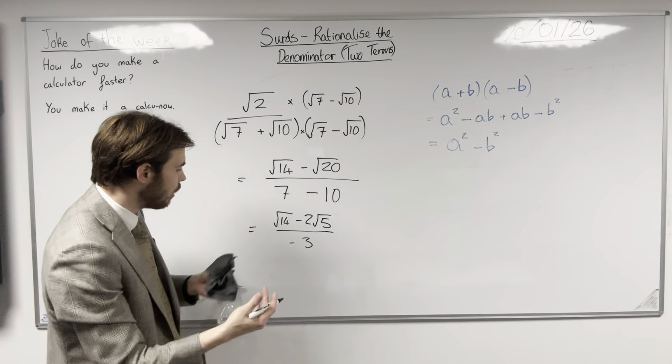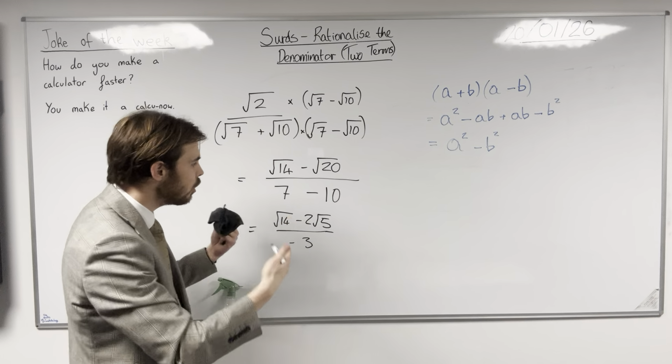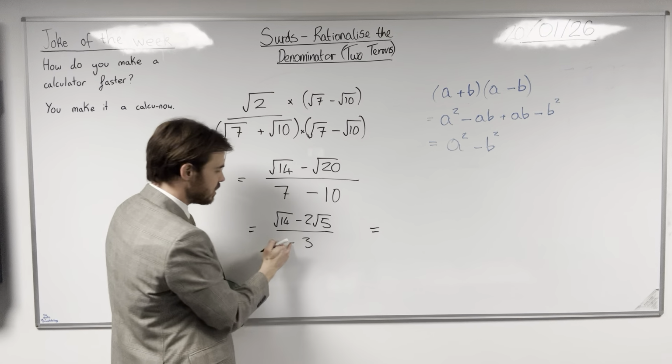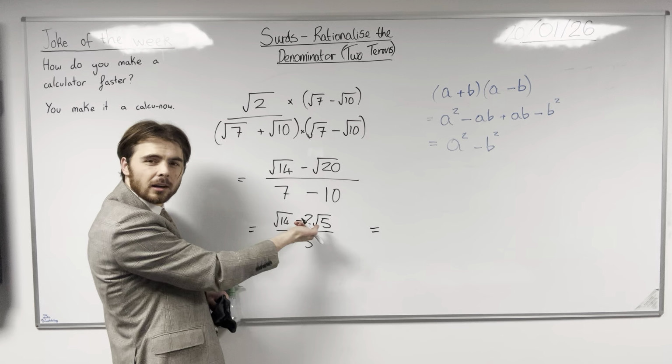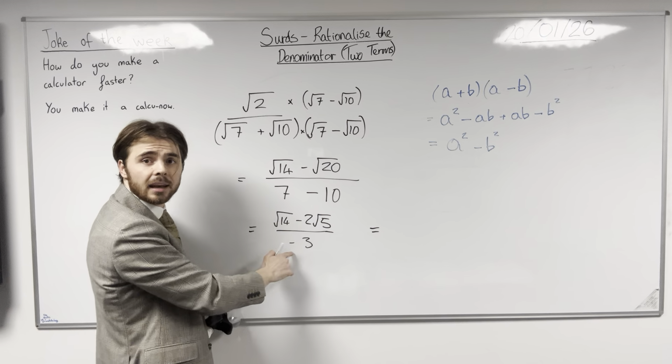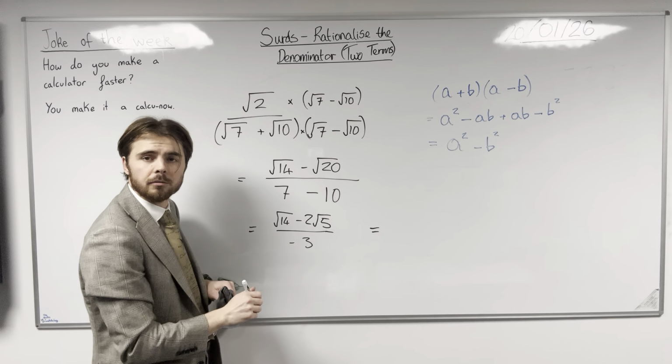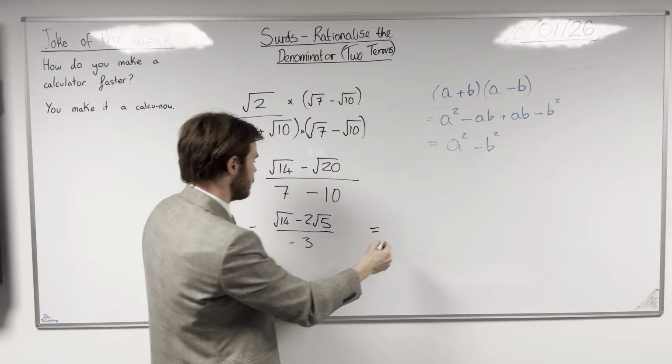Now, we tend to not like a negative on the bottom, so you could jazz it up a bit, because these are both being divided by a negative. What ends up happening is you can swap them over, and it gets rid of the negative on the bottom.